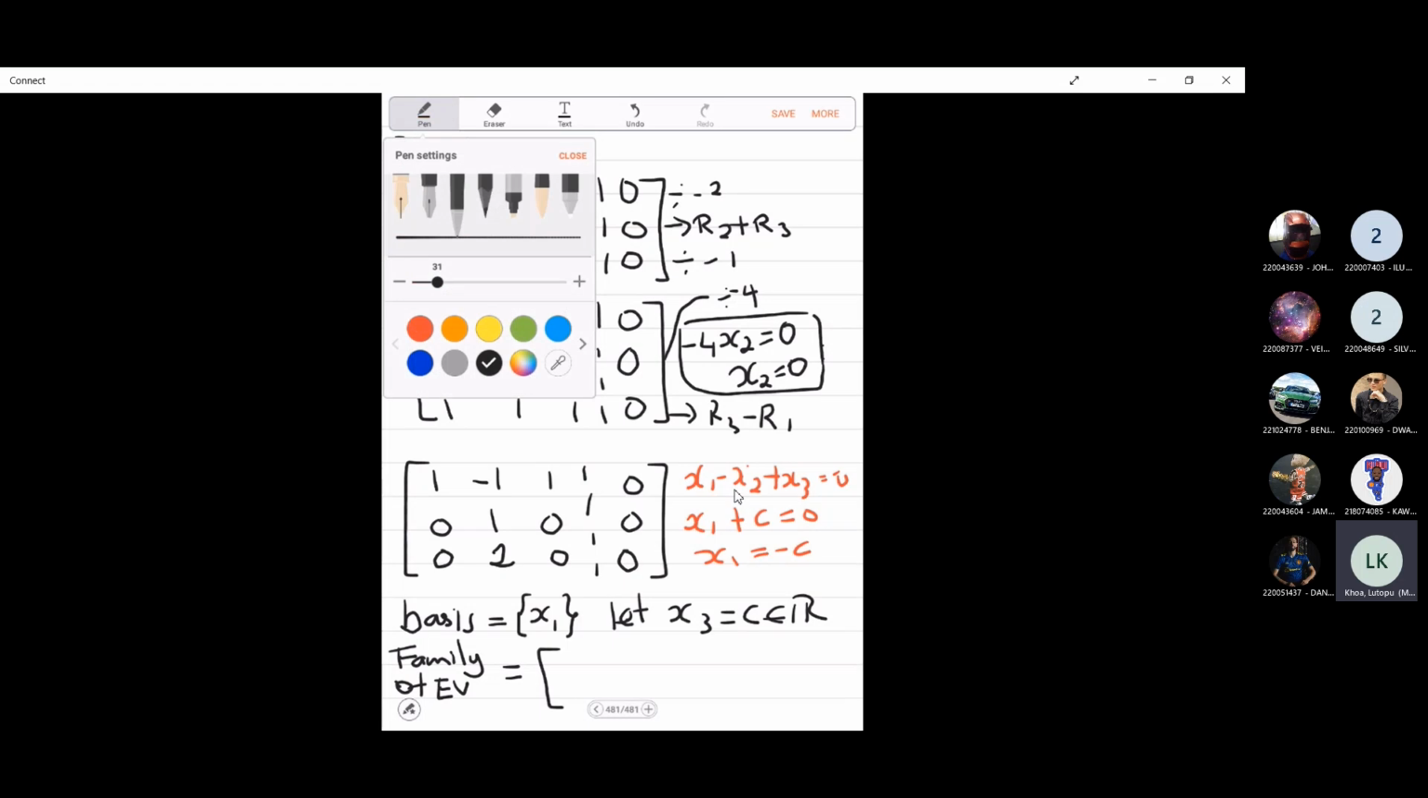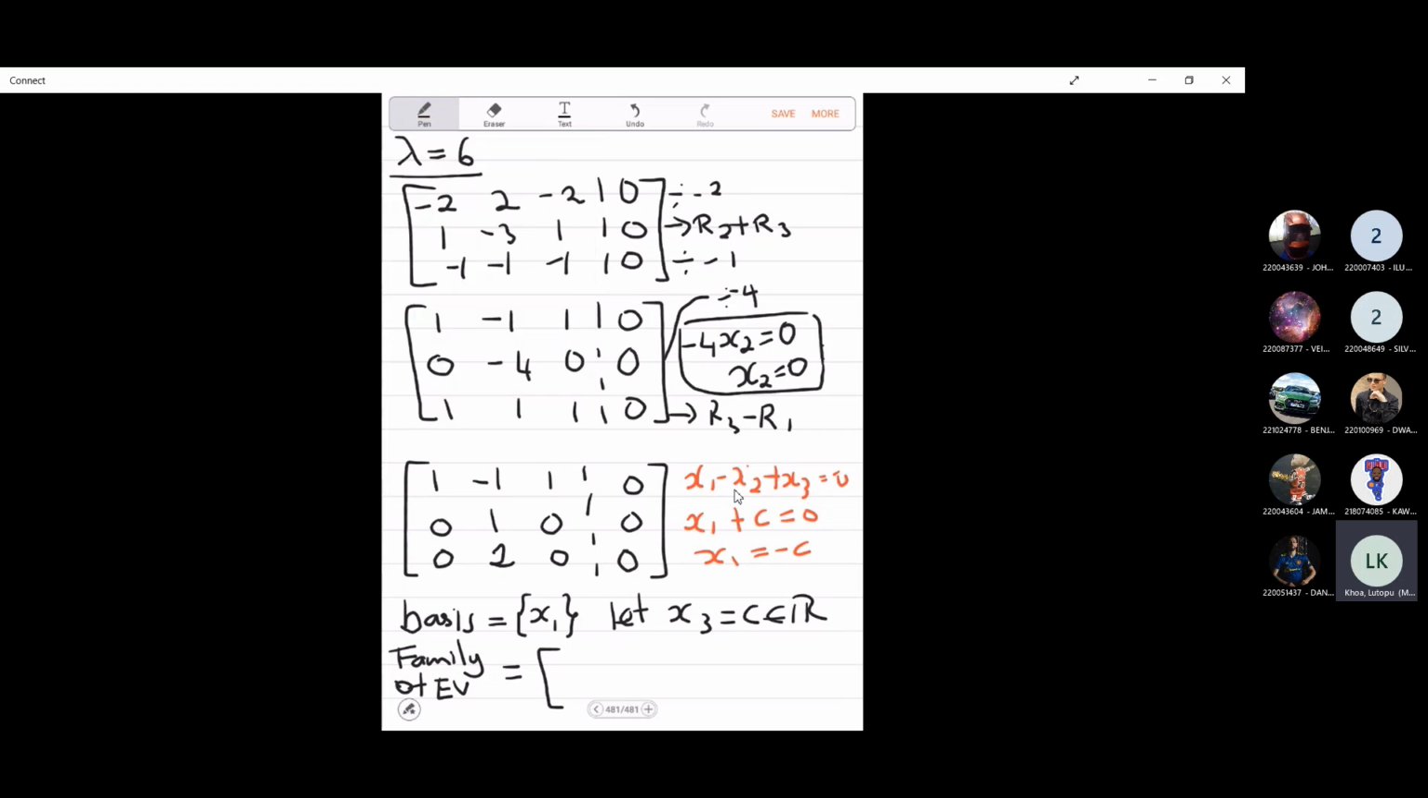So our family of eigenvectors is minus c, x2 is 0, and then c, and then the usual one where c is equal to 1 looks like this, -1, 0, 1, like that.